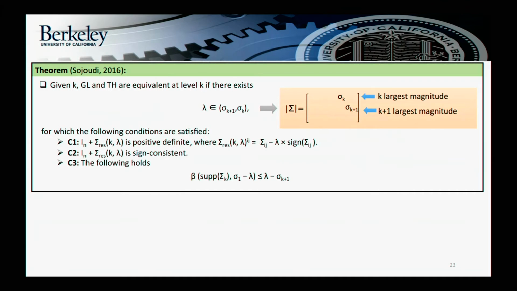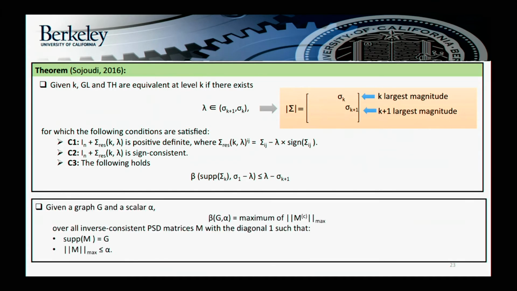The first condition says that this matrix, which is formed based on the sample covariance matrix, is positive definite. And note that the entries of the matrix are formed based on the entries of the sample covariance matrix, adjusted by the regularization parameter lambda. The second condition says that this matrix should also be sign consistent, and that's the definition that we defined in the previous slide. And the last condition is about a function beta, where beta is defined as follows.